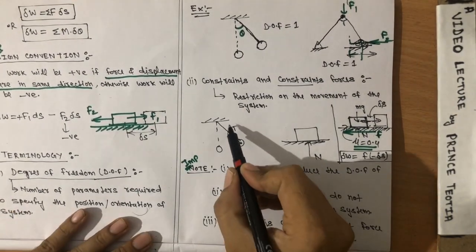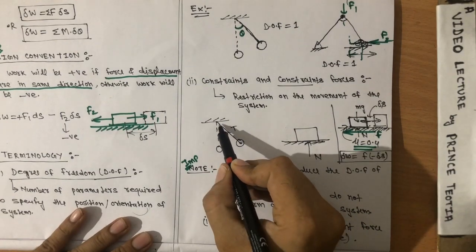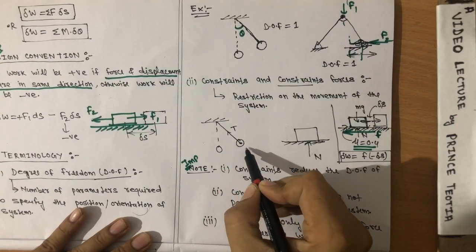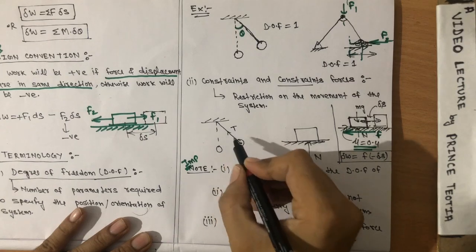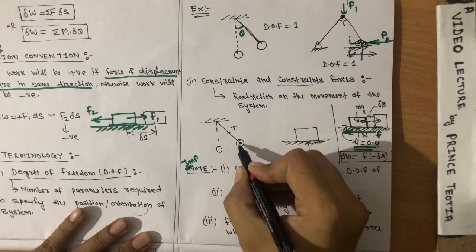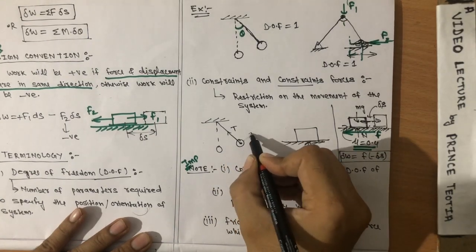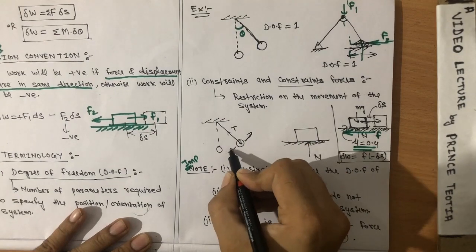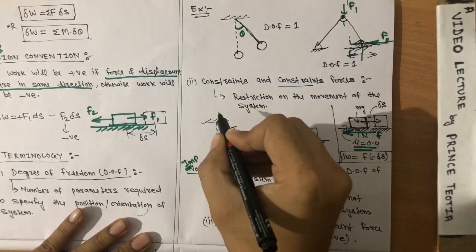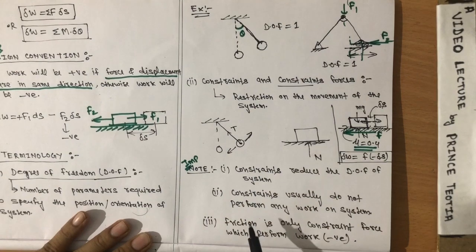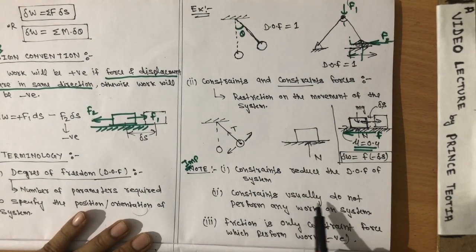So in this system, this is the constraint. We cannot move in this direction due to this constraint, so it reduces the degree of freedom. We can move in this direction or in this direction. And the second point is that constraints usually do not perform any work on the system.